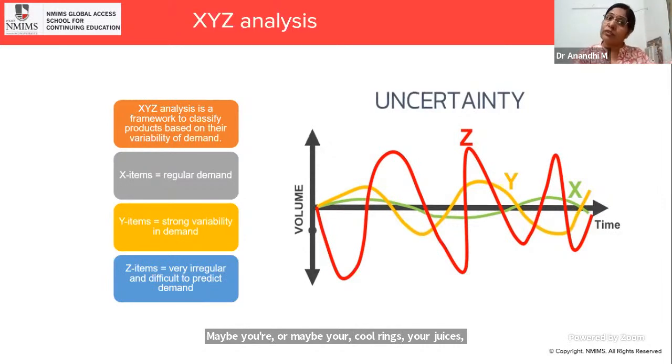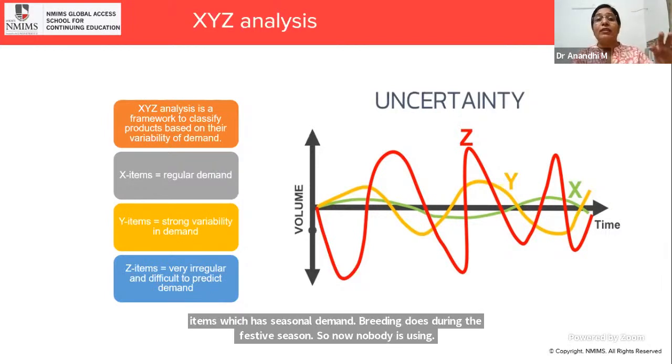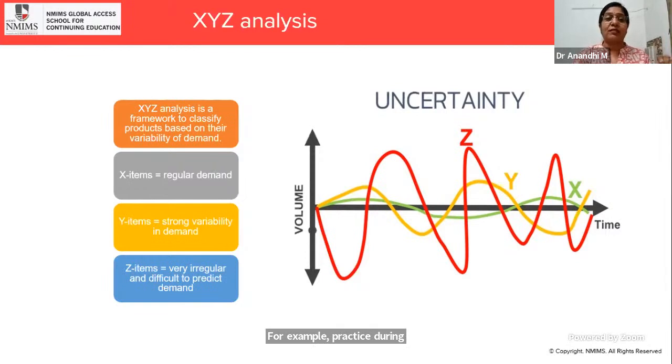Greeting cards during the festive season. Now nobody is using greeting cards. For example, crackers during the Diwali season or cakes during the Christmas season. So these items have strong variability in demand. Even your restaurants have more demand during weekends, and during weekdays there is very less demand. So there is a very strong cyclic demand. Oscillations are there. Very strong variability in demand is there.